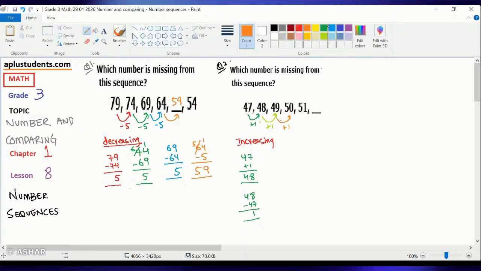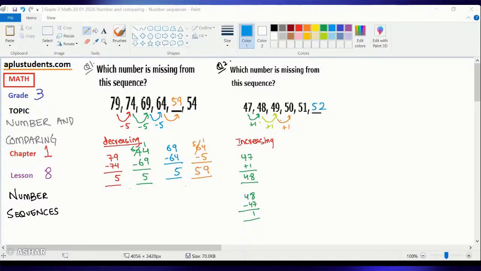That means the number after 51 should be 52. The missing number in the sequence should be 52. I am doing extra working over here just to prove it to you. Sometimes you can find the answer directly as well, okay? Okay, let's have a look at the next question. The next question says, which number is missing from the given sequence?